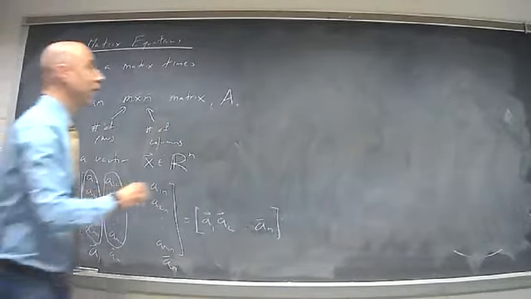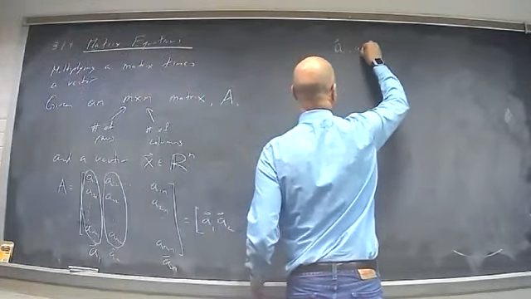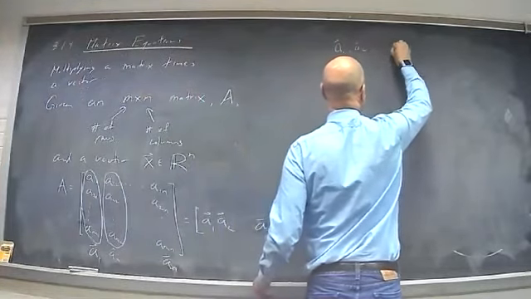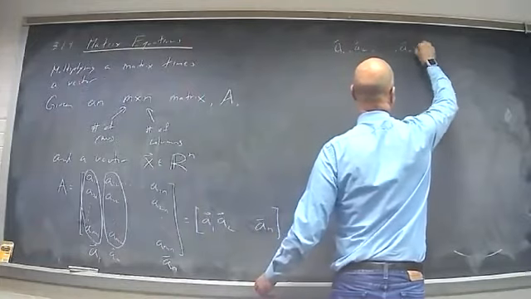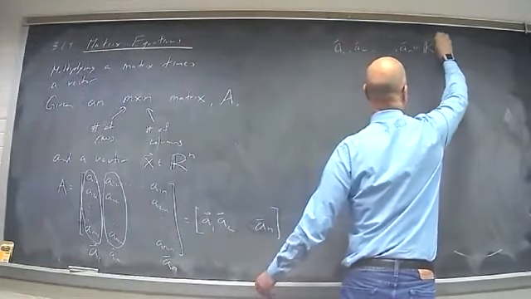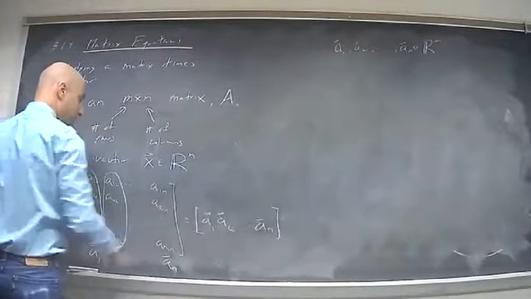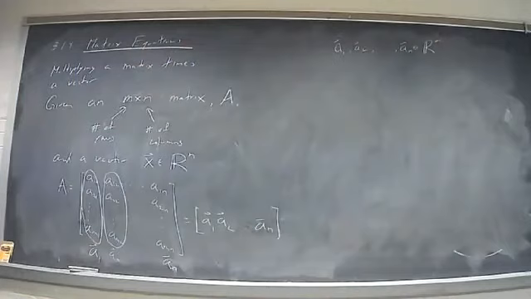So A1 and A2 up to An. These are all vectors with m entries in it. Each one has m entries. There's A1, there's A2, all the way up to An.